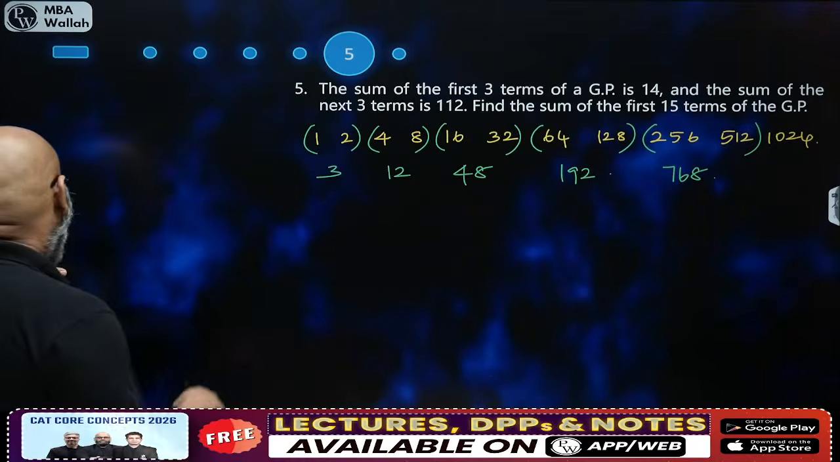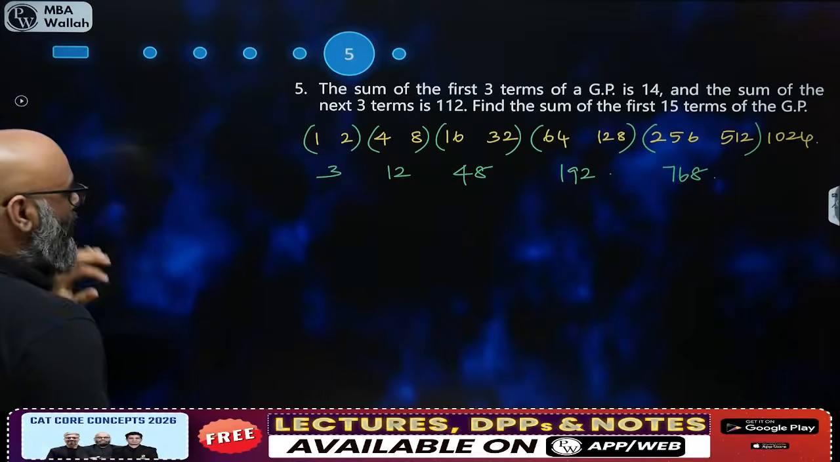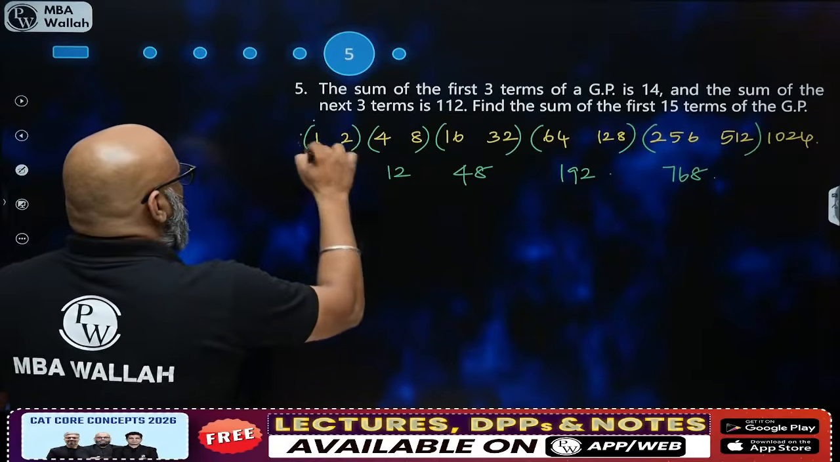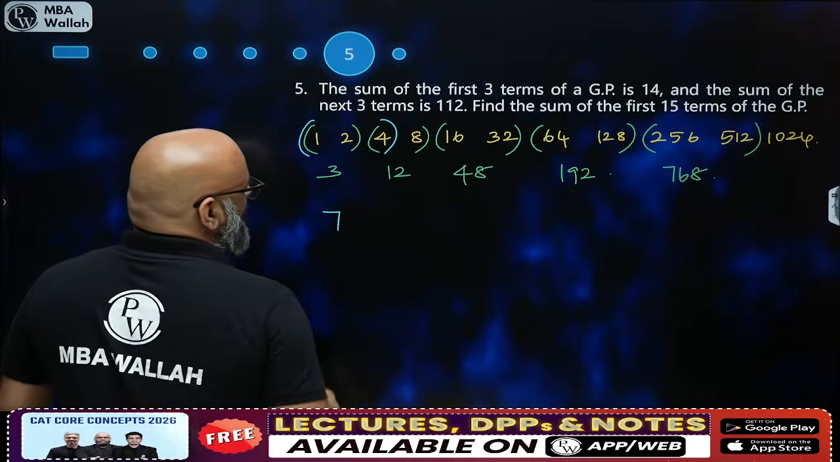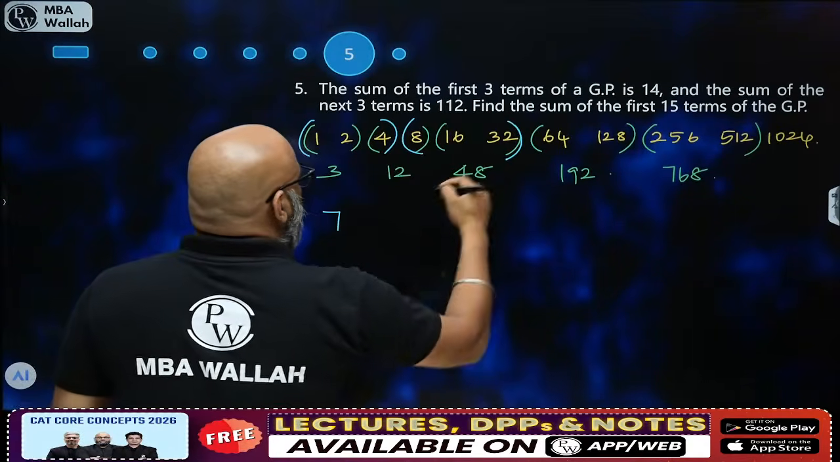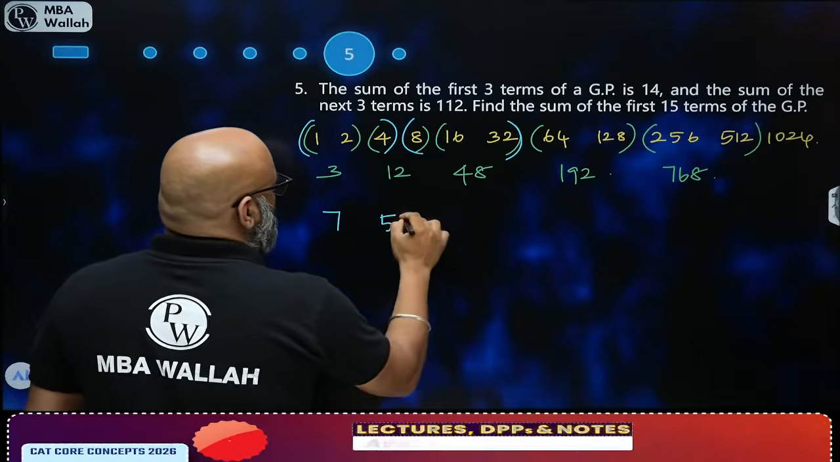Does it happen only for 2 terms? No. Let's do it for 3 terms now. 1, 2, 4 is 7. 8, 16, 32 is 56.